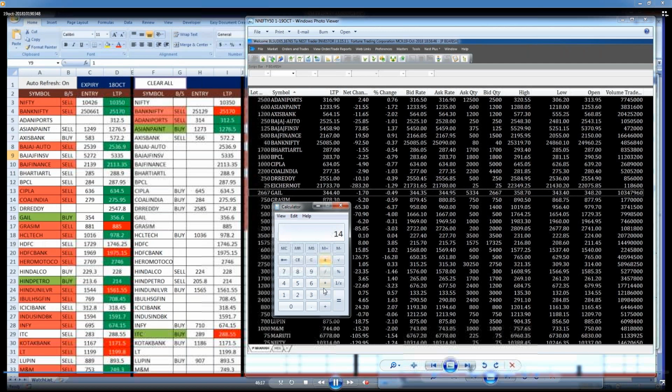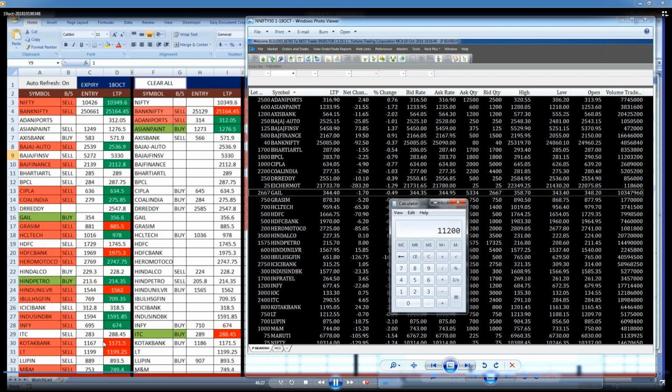So he made a profit of around 11,200, and his loss on the sell side was already covered. So finally, at the end of the day, on both sides, we had a call on the buy side and the sell side. He made a profit. He did not lose any money on that particular trade.